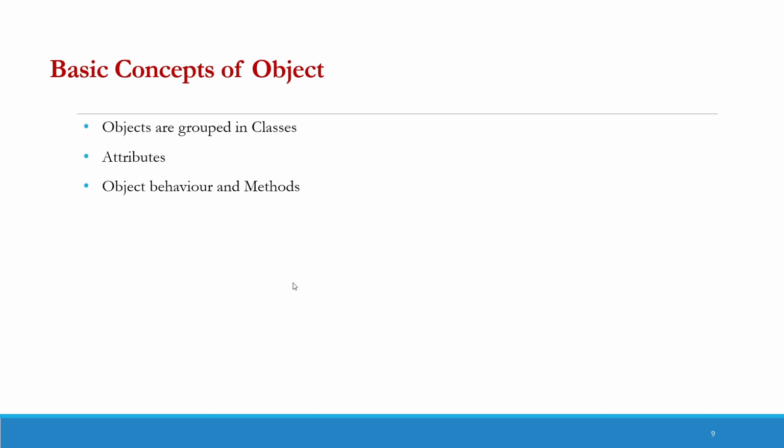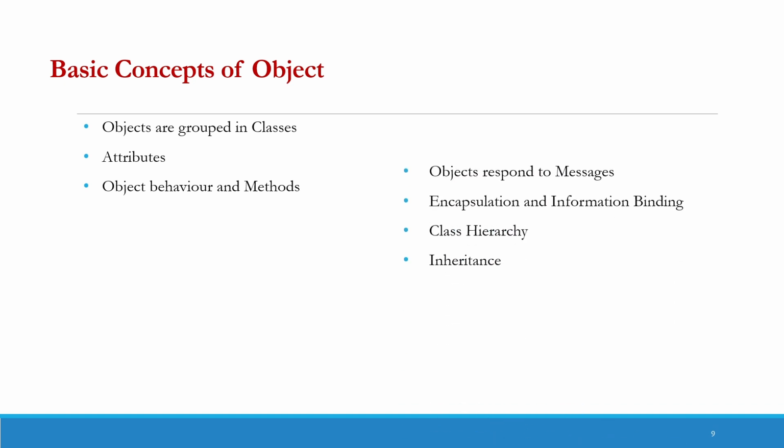This is episode 7. In this episode, we will discuss the basic concepts of object. So, here are the basic concepts of object. The first concept is that objects are classified or grouped in a class. Every object has attributes, and behavior and methods are another concept of objects. Then one object may send a message to another, so it means that an object may respond to the message.